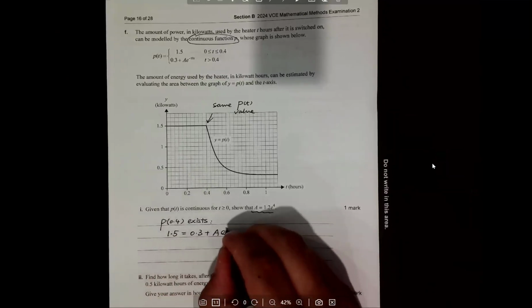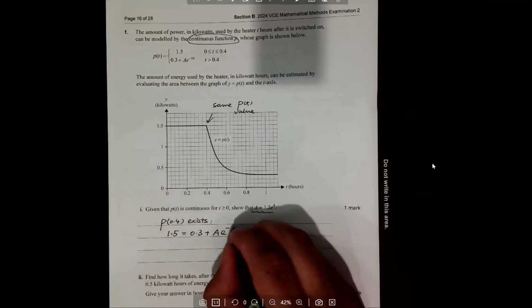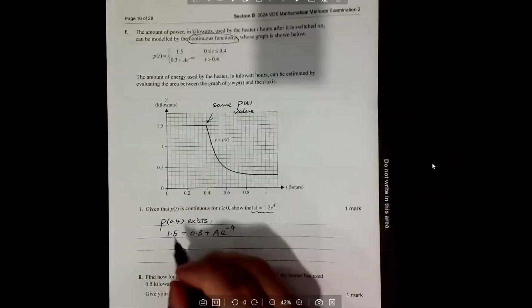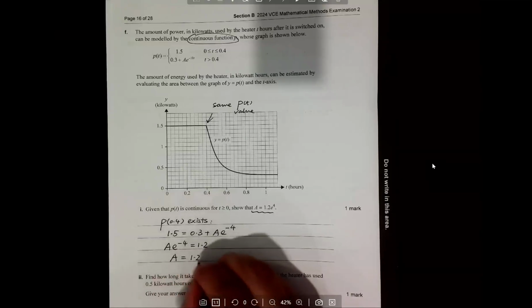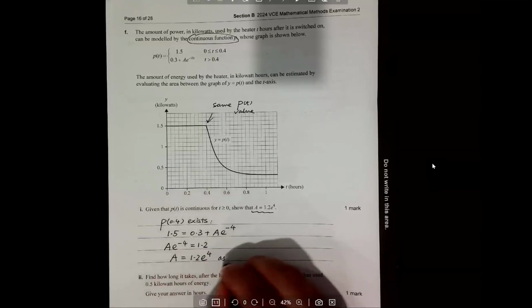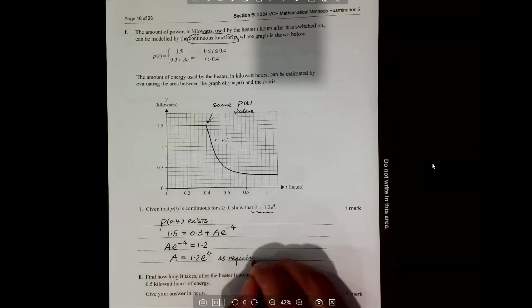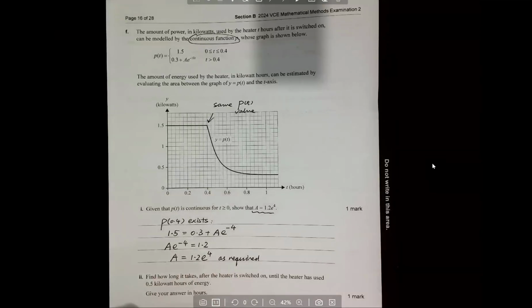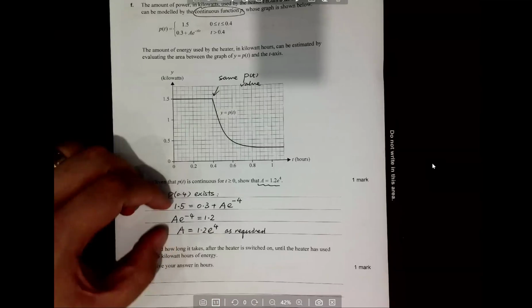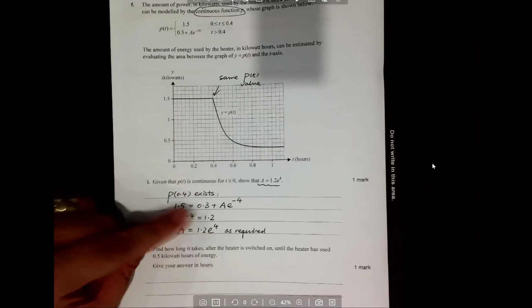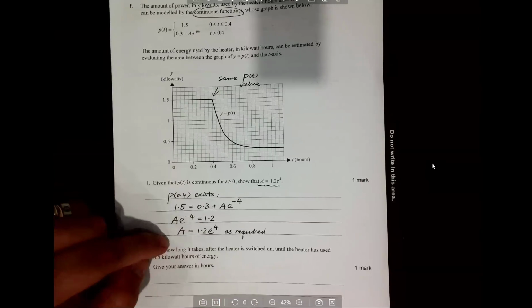Therefore, 1.5 equals 0.3 plus a e to the power minus 4, when you sub in t equals 0.4. And then you have a e to the power minus 4 equals 1.2. So a equals 1.2 times e to the power 4, as required. You just multiply both sides by e to the power 4. Problem solved. For this show-that question, I believe you need to show the clear substitution to form an equation and one or two steps rearranging into the answer.